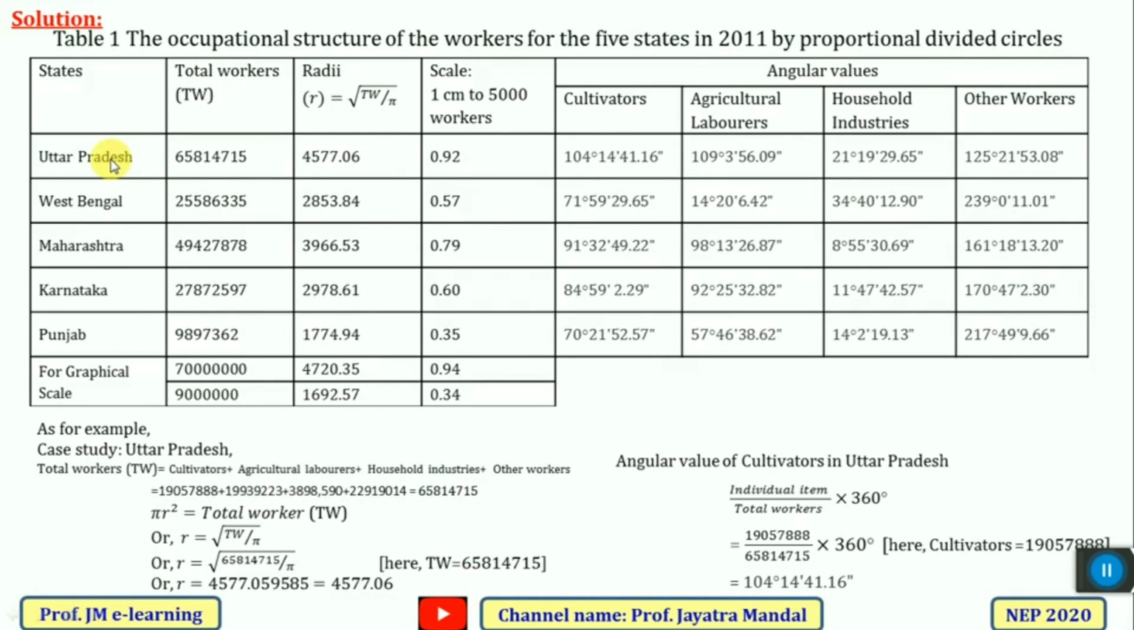Next, the total workers. For this, look here. Take Uttar Pradesh for a case study. The total workers in Uttar Pradesh is the sum of the 4 workers given in the question paper, and the result is 65814715. Remember that there is part marking, so do everything in detail.